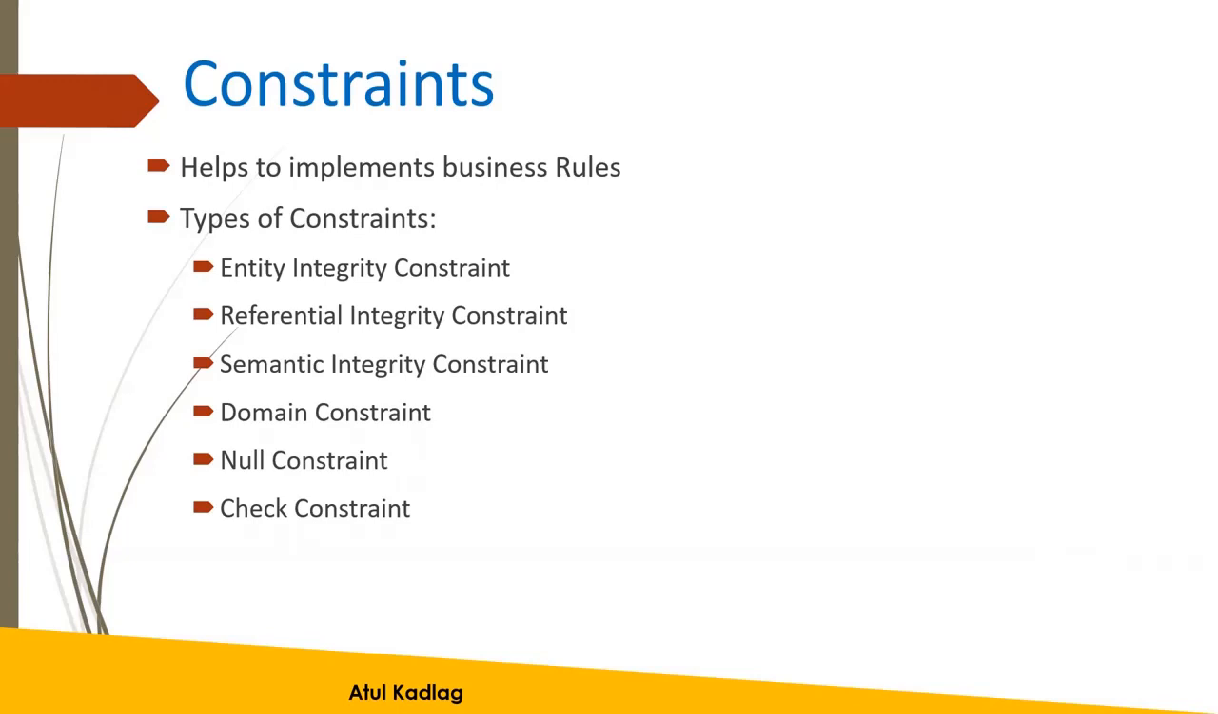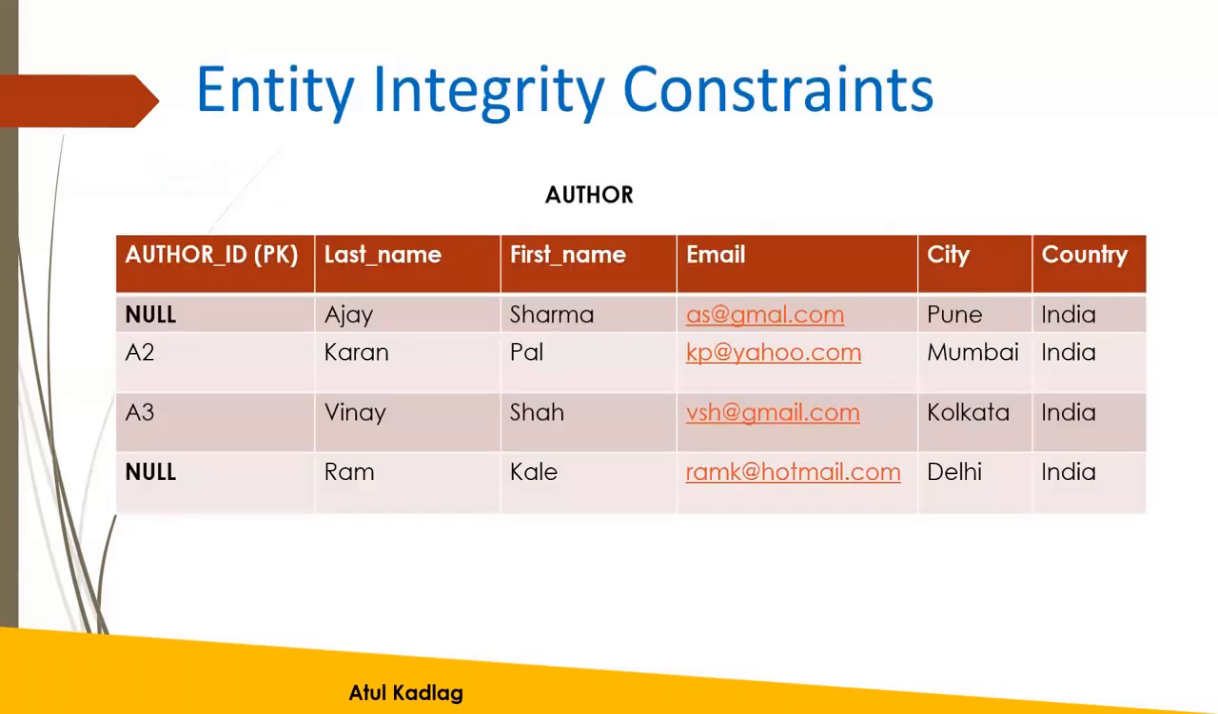We need to understand some business rules, and there are some types of constraints, namely entity integrity constraint, referential integrity, semantic integrity, domain, null, and check constraints. We are going to see all these one by one in detail now. The very first thing is entity integrity constraints.